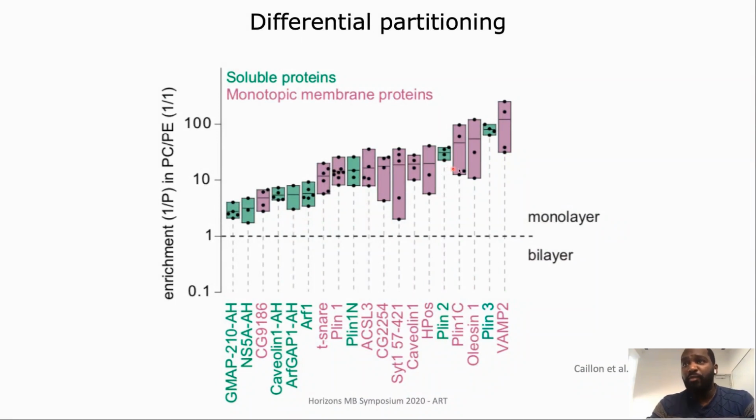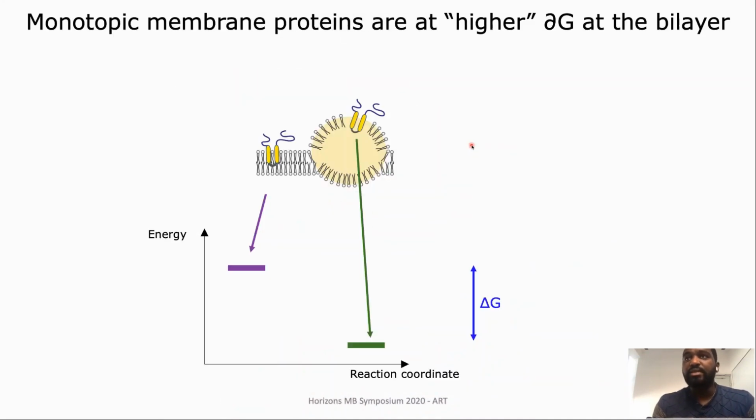And the other striking piece of information was that the pink data seem to be on average above the green data, meaning that monotopic membrane proteins partition better to the monolayer, to the lipid droplet surface, than even soluble proteins. And how do we understand that, how do we translate that into energetic terms? Basically, when this monotopic membrane protein is on the bilayer, it has a high energy state.